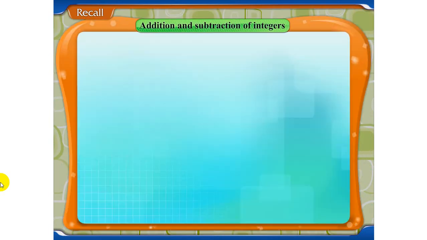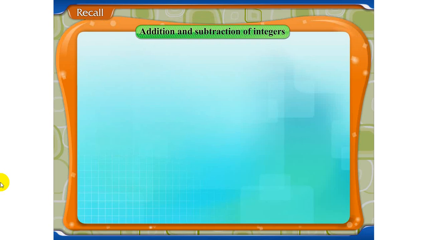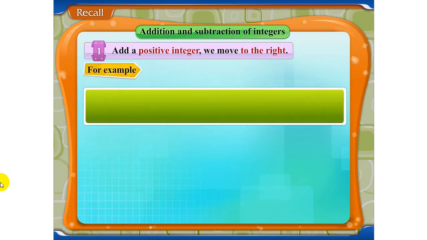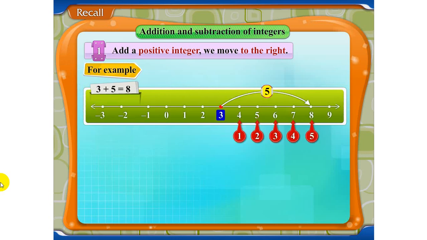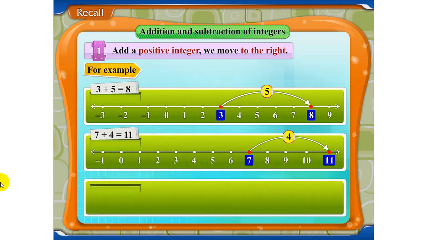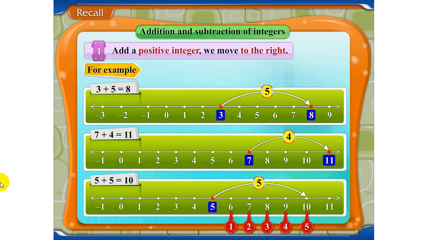We have done the addition and subtraction of integers in our previous class. Read the following statements. On a number line, when we 1. Add a positive integer, we move to the right. For example, 3 plus 5 is equal to 8. 7 plus 4 is equal to 11. 5 plus 5 is equal to 10.